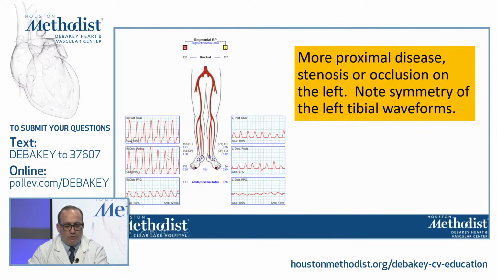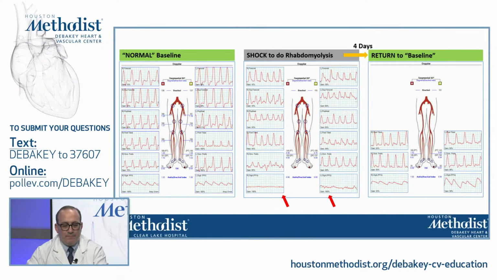Again, almost normal waveforms on the right side, normal ABI. Toe indices are normal. Left side disease, and there's either more proximal disease or occlusion within the left leg. So this is one of the tests I kind of mentioned earlier.